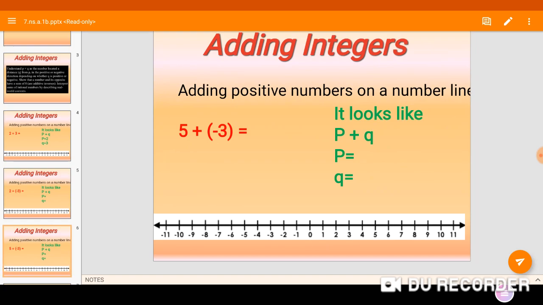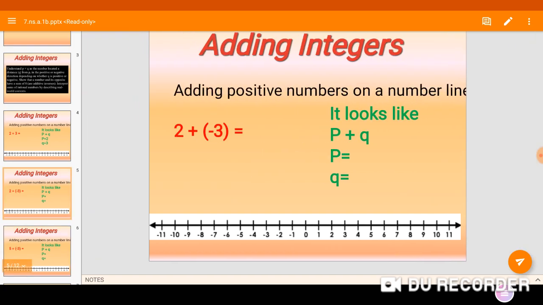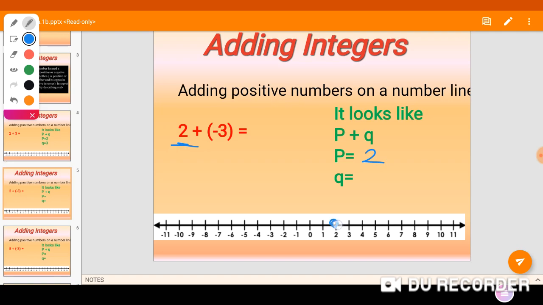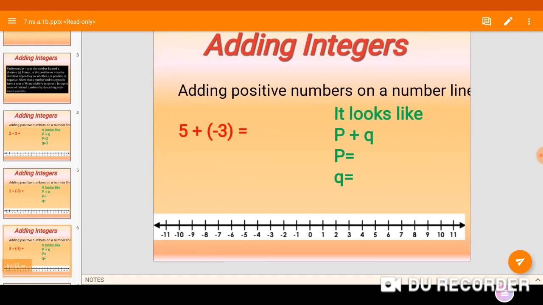Okay, another question to enrich our knowledge about this lesson. 5 plus negative 3. Okay, P here equals what? Yes, equals 5. Sorry, I repeat the example.